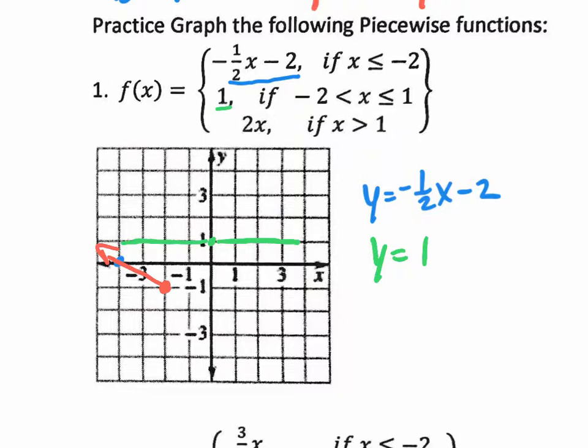So I'm going to erase anything that's past -2. So I'm going to erase this over here. And it is an open dot at -2. And it stops at +1, and it's a solid dot at +1. So I'm going to erase everything after the 1, erase that part, and we did say it's a solid dot at 1 right there. So that's the second piece of the 3 pieces on this piecewise function called f of x. And finally, the third piece.